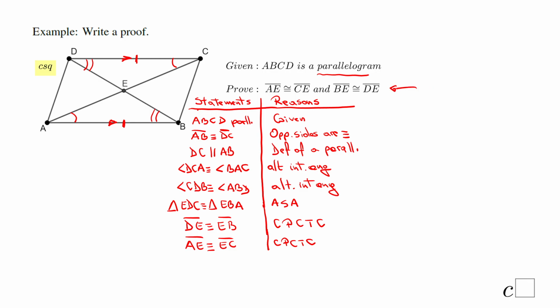We finish this proof. Of course, these two statements mean nothing else than the diagonals bisect each other. This is a property of a parallelogram.